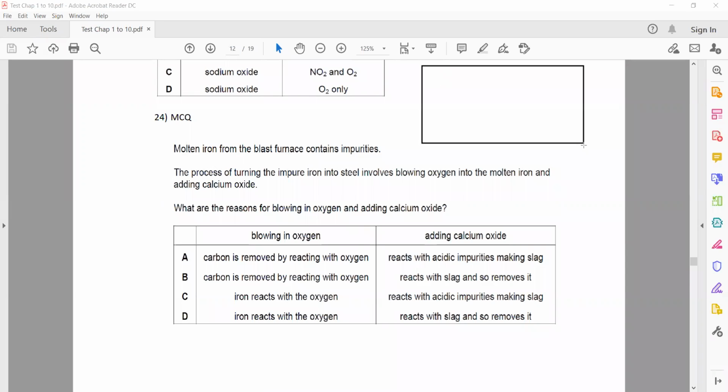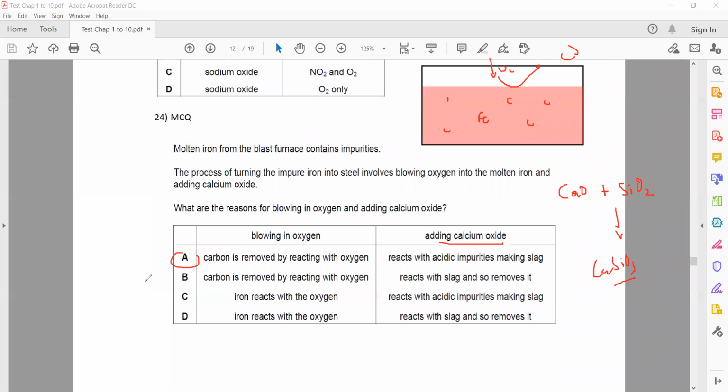So the iron which is there in the blast furnace is not pure iron. It contains other impurities such as silicon, phosphorus, and carbon, the majority. So when we blow oxygen, oxygen reacts with carbon to form carbon dioxide. So carbon is removed by reacting with oxygen. And what is the purpose of calcium oxide? Calcium oxide is a basic oxide and it reacts with acidic oxide, which is silicon oxide or sand. This results in the formation of slag. So it reacts with acidic impurities and makes slag. So A is the right answer for this.